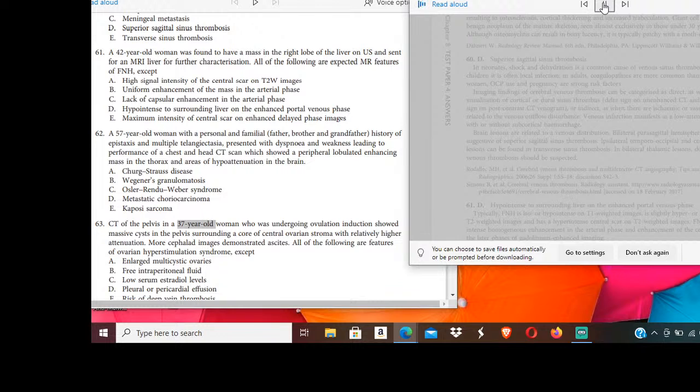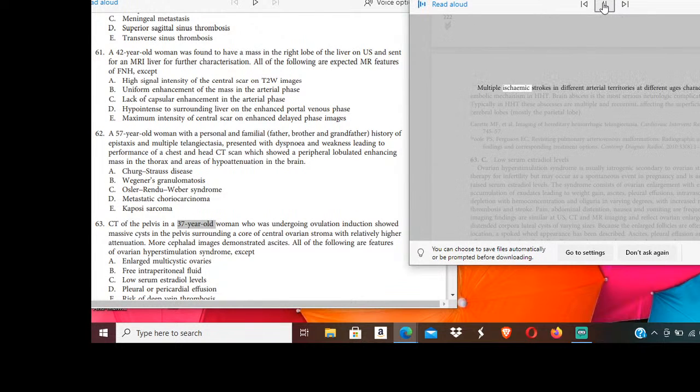Chapter 8. Test paper 4, answers. 222. Multiple ischemic strokes in different arterial territories at different ages characterize the embolic mechanism in HHT. Brain abscess is the most serious neurologic complication in PAVM. Typically in HHT these abscesses are multiple and recurrent, affecting the superficial layers of the cerebral lobes, mostly the parietal lobe.